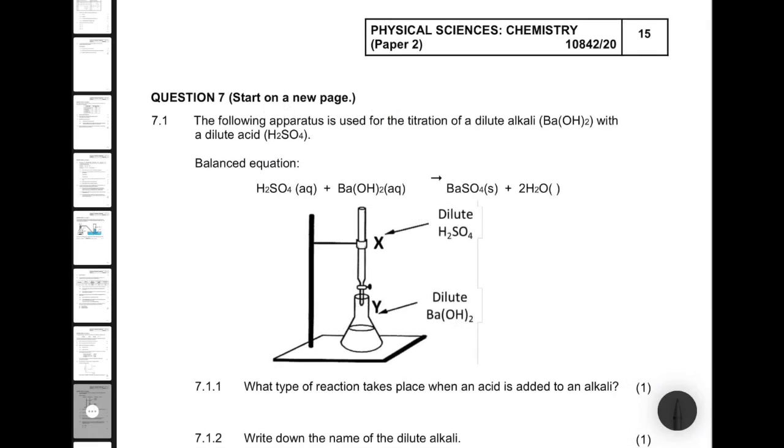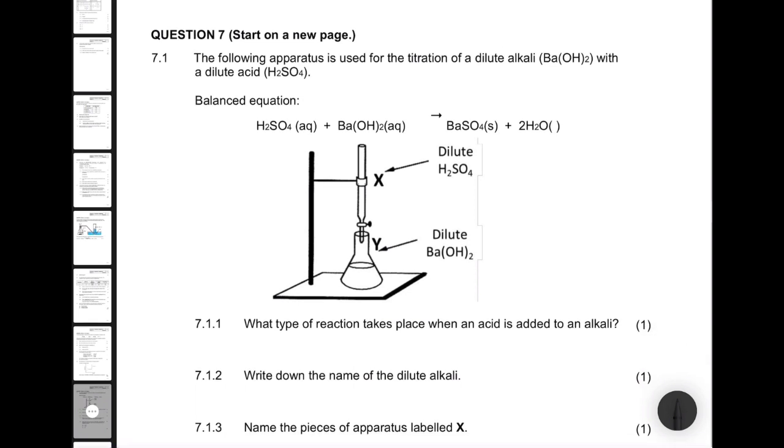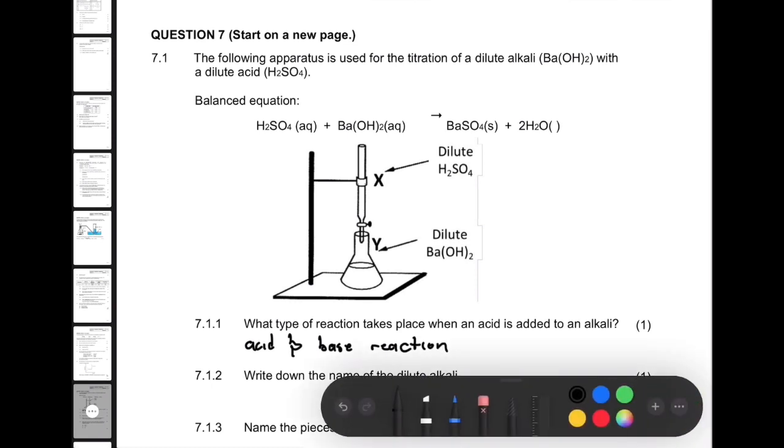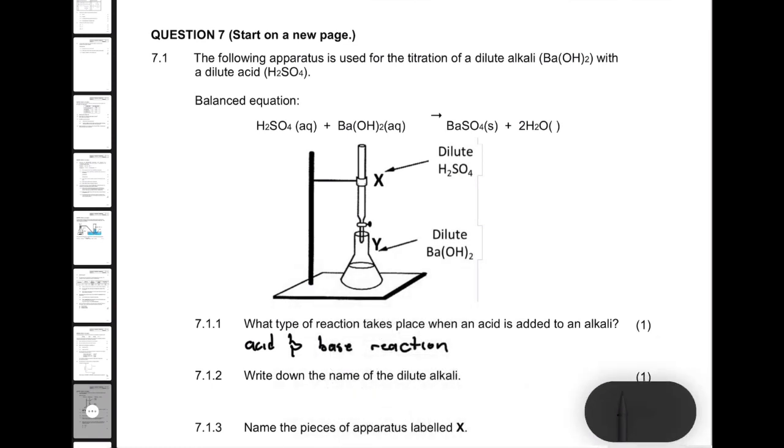The following apparatus is used for the titration of a dilute alkali with a dilute acid, and we're given a balanced equation. And 7.1.1 says, what type of reaction takes place when an acid is added to an alkali? An alkali is basically a base, right? So we have an acid and base reaction. So 7.1.1, acid and base reaction. Another name for an acid and base reaction is neutralization, right? So you can write acid and base, or you can write neutralization.